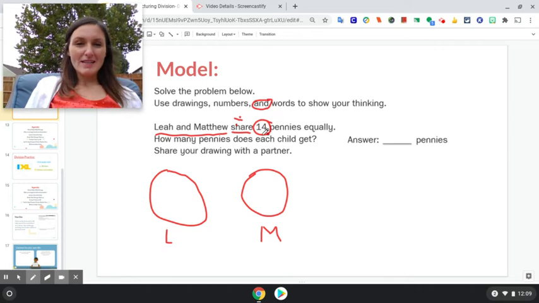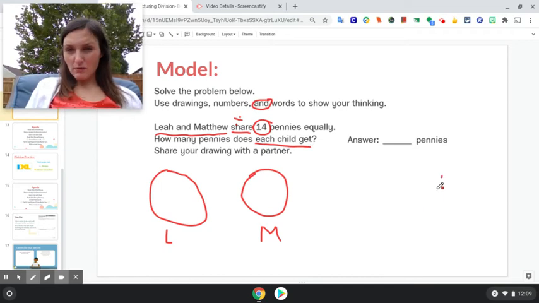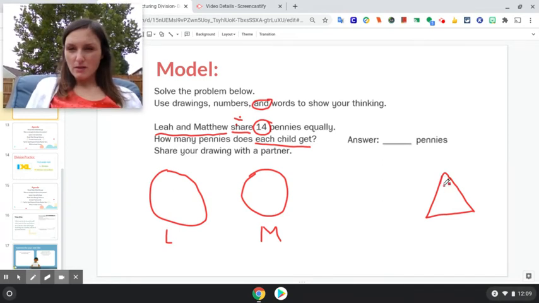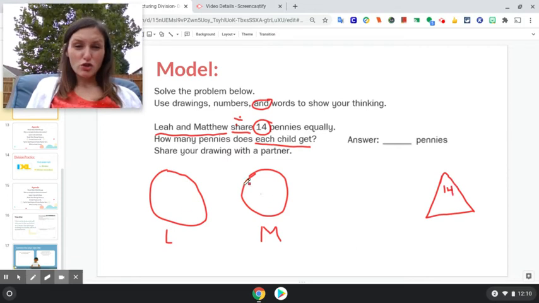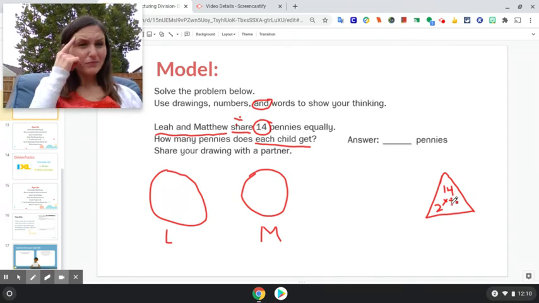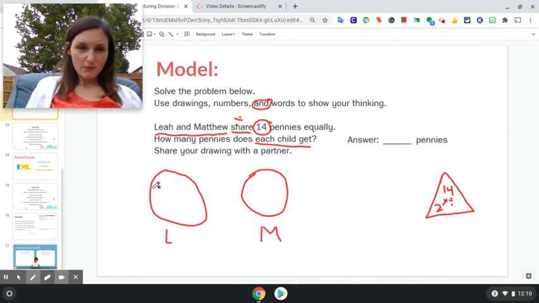All right, so now I need to take these 14. I'm trying to figure out how many each child gets. I know their total is 14, so I'm going to make a fact triangle to help me remember these things. So 14 is my big number. I know that there's two children, so that's one of my numbers. So I'm trying to figure out the other number. 2 times what equals 14? That's what I'm going to try to solve here. So I'm going to give each child 1 penny until I get to 14. Let me go ahead and start.